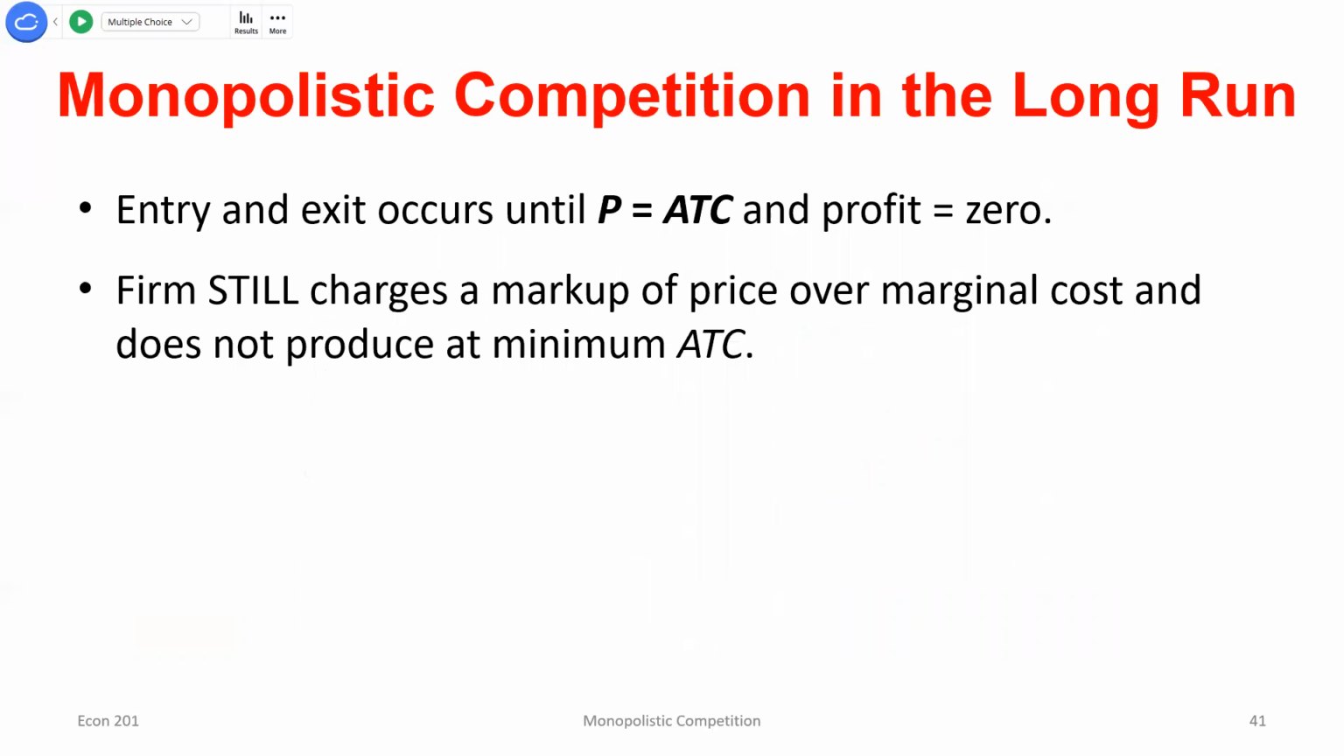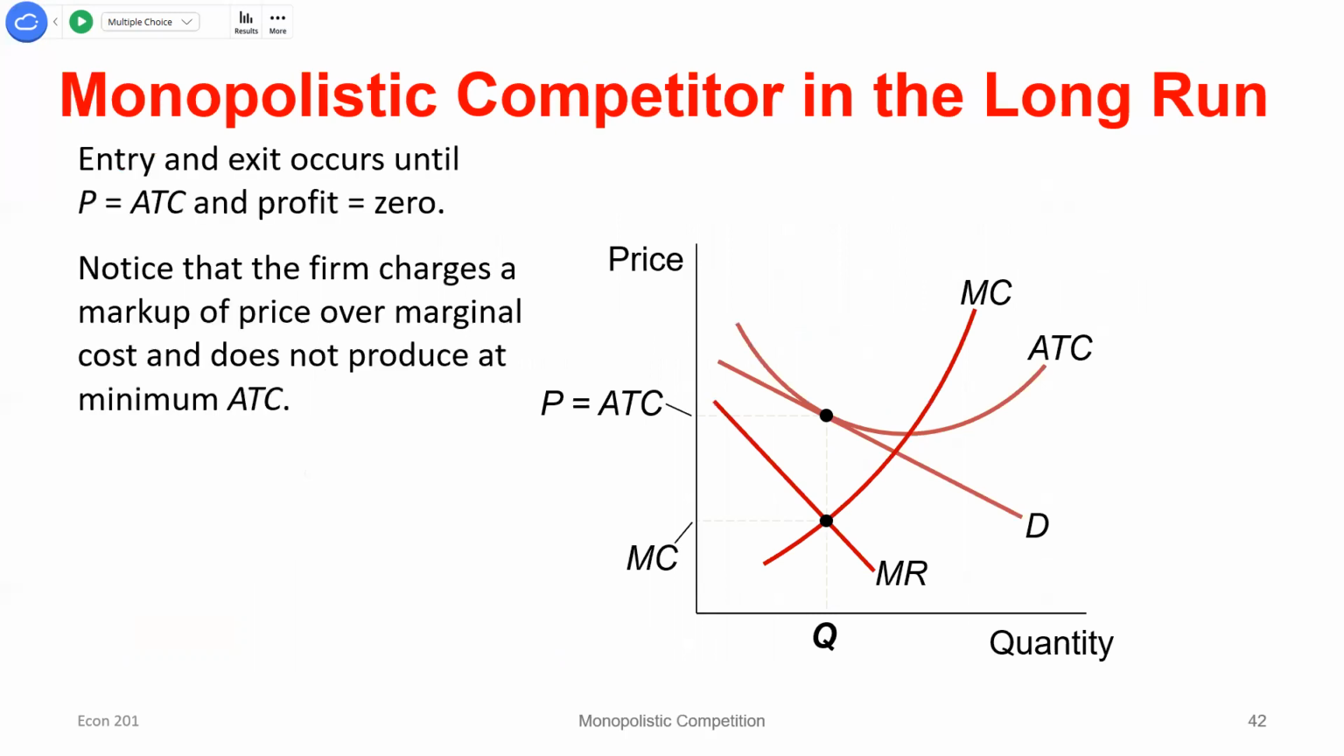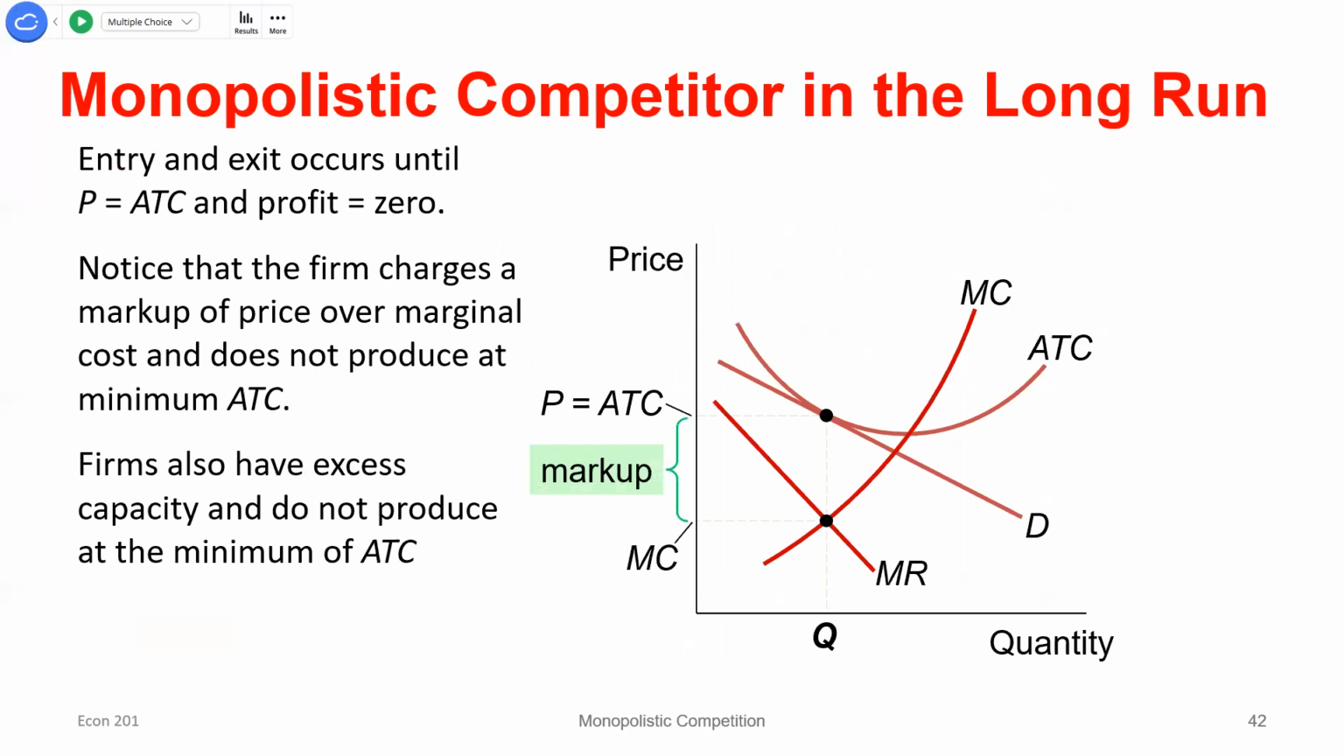I kind of already mentioned, but so we see this entry and exit until profits get driven down to 0. I can spoil this. I showed you this earlier. But this is what it would look like once we're in the long run. Okay? So even when we're in the long run and profits are 0, there's something that's different about a monopolistically competitive market from a perfectly competitive market.